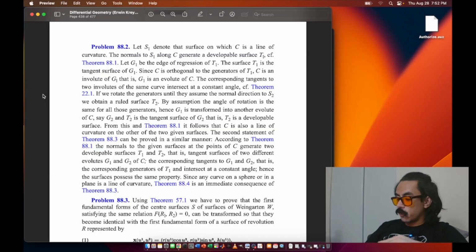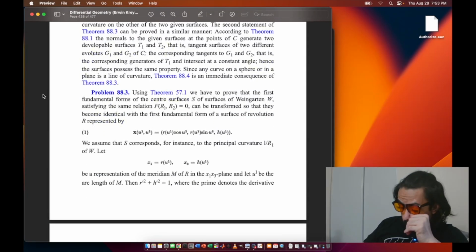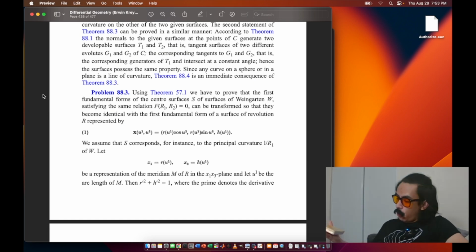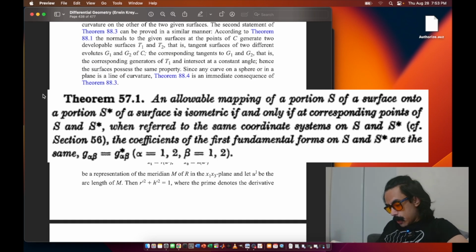Since any curve on a sphere or in a plane is a line of curvature, theorem 88.4 is an immediate consequence of theorem 88.3. And here we go. Problem 88.3, which is another proof here, using theorem 57.1: an allowable mapping of a portion S of a surface onto a portion S star of a surface is isometric if and only if at corresponding points of S and S star, when referred to the same coordinate systems on S and S star, the coefficients of the first fundamental forms on S and S star are the same.